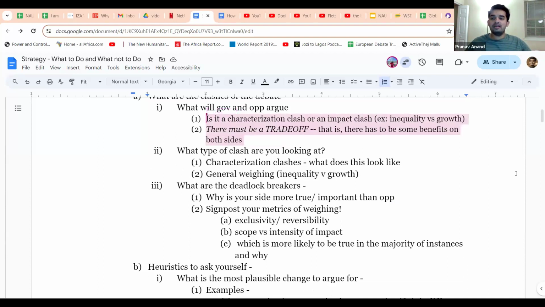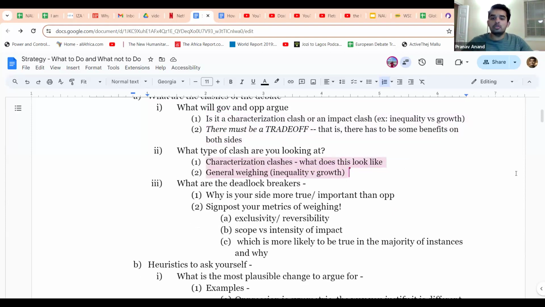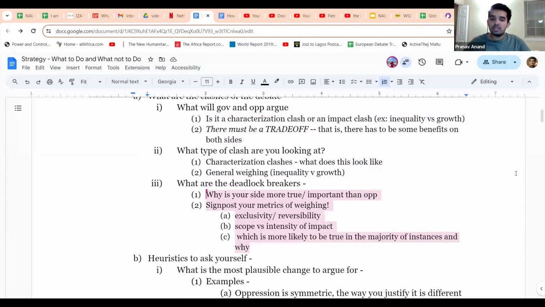What it means is that opening government says one thing, opening opposition says one thing. How do you adjudicate which thing you buy more? Which thing is more important? Which thing is more true? That's really what you need to be asking yourself, ideally in prep time, right? Why is your side more true or more important than all?